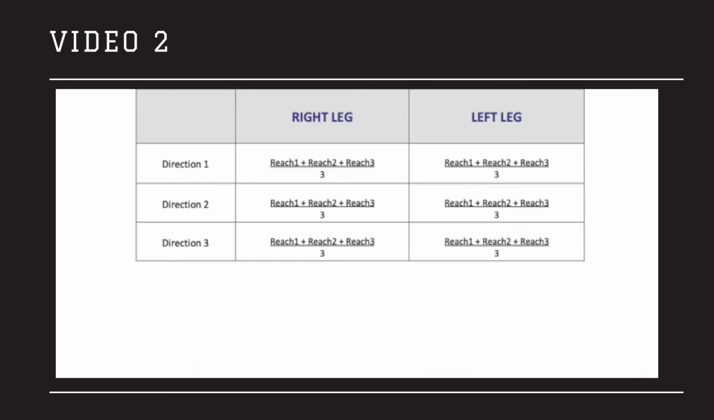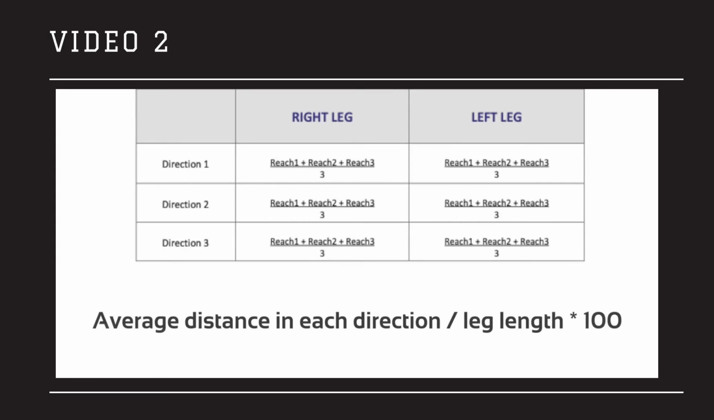To score the Y balance test, first calculate the average reach distance in each direction in centimeters, by taking the average of the 3 trials for each direction. So you should have 6 values, 3 for the left leg and 3 for the right leg. Then calculate the distance in each direction as a percentage by taking the average distance in each direction, divided by the patient's leg length and multiplied by 100.